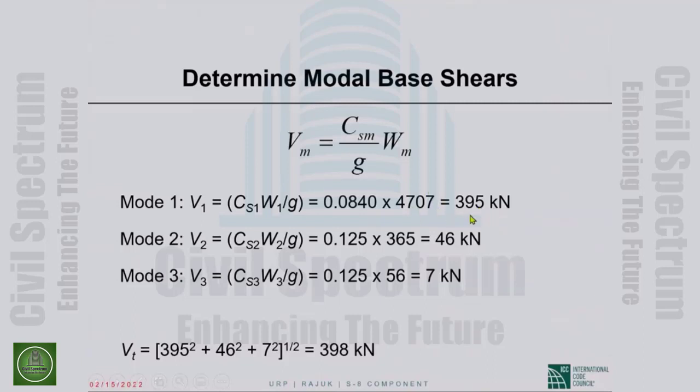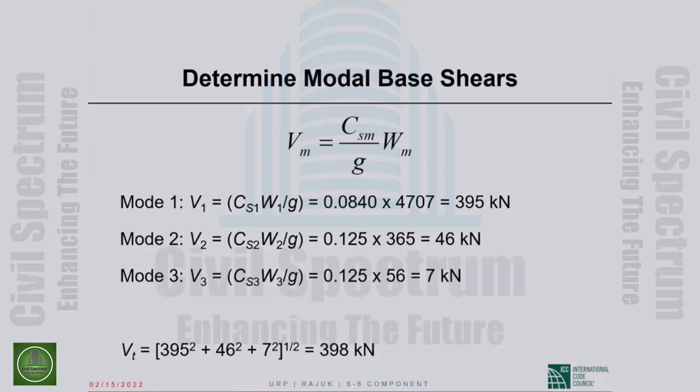So 395 kilonewtons. The second mode base shear is 0.125 times the modal mass, 46 kilonewtons, and the third mode base shear is 7 kilonewtons. The dynamic base shear, as it is called, the square root of the sum of the squares of the three, comes to 398 kilonewtons.